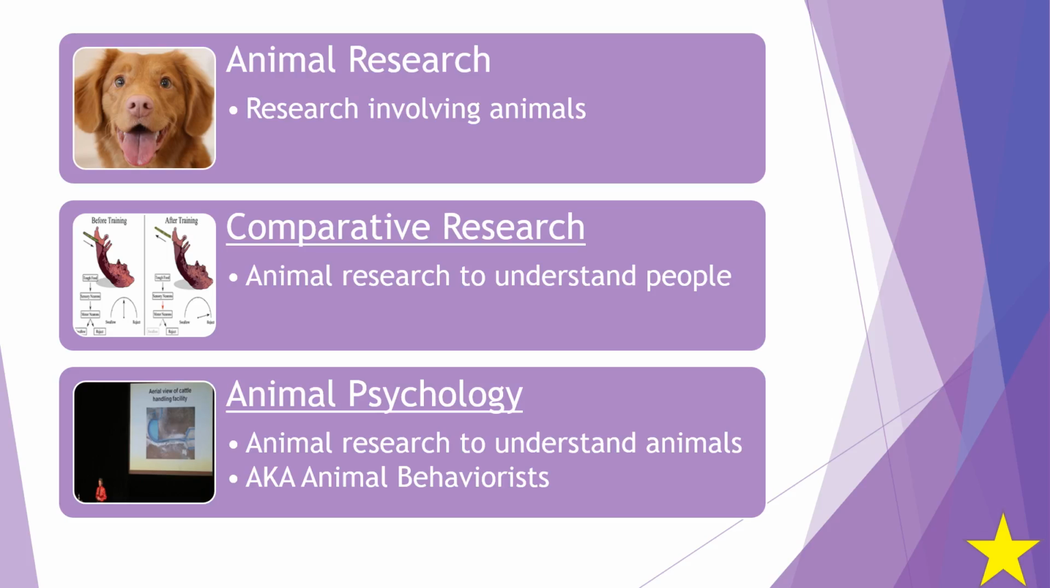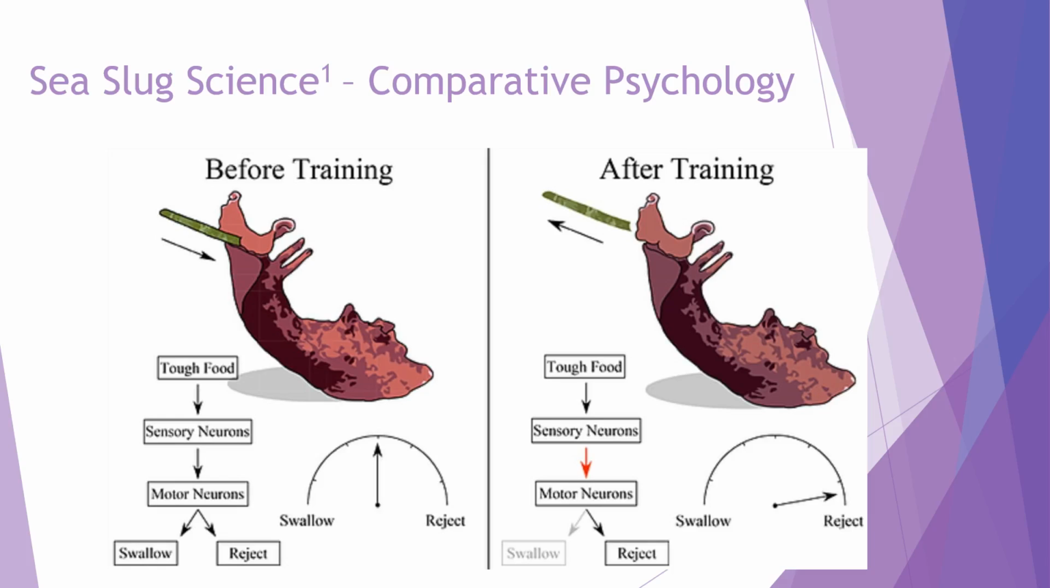reasons to understand people. Now, this is very different from animal psychology. Animal psychology is trying to understand animals' minds and their behavior. So there are psychological researchers whose purpose is just to understand animals, not necessarily to understand animals so we can understand people. Let's get started on just a simple example of what comparative psychology actually does.